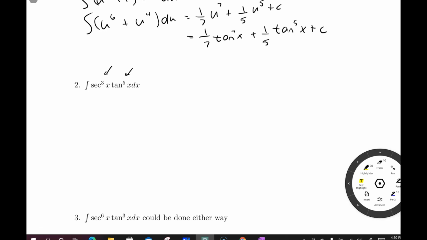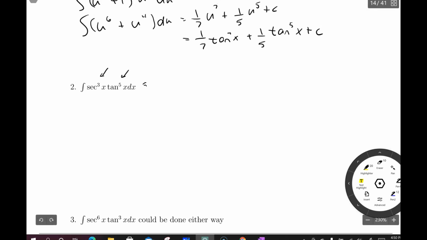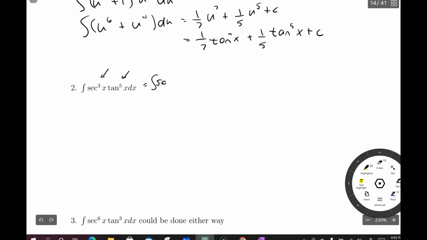All right. So looking at this one, I can see that there's odd powers on both of them. So for this, I want to take off a secant and a tangent. So I'm going to leave a secant squared and a tangent to the fourth. And I'm going to have them off to the side, my secant x and my tangent x dx. So that's my du. Okay, that's my du. So if du is secant tangent, u is secant. Excuse me.